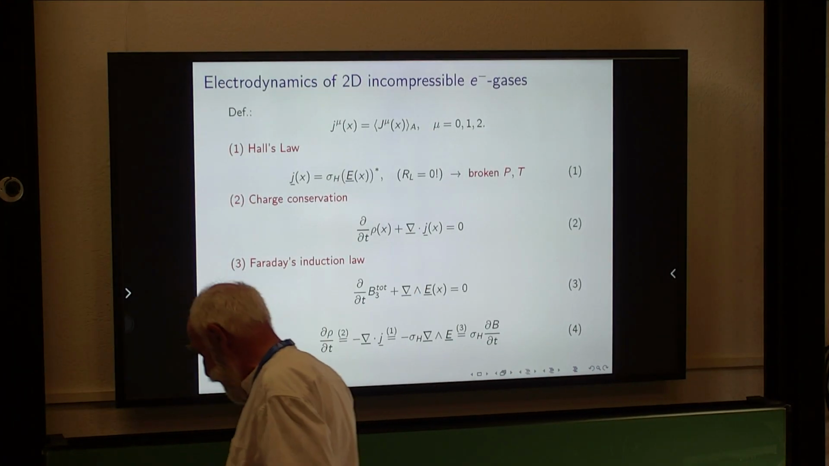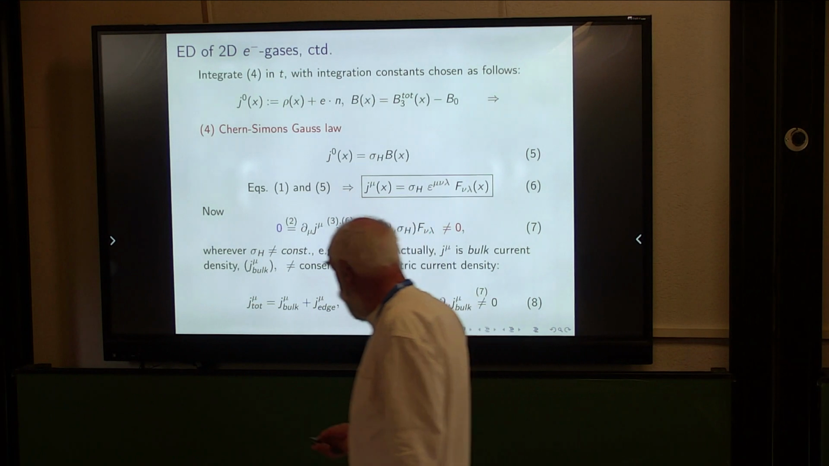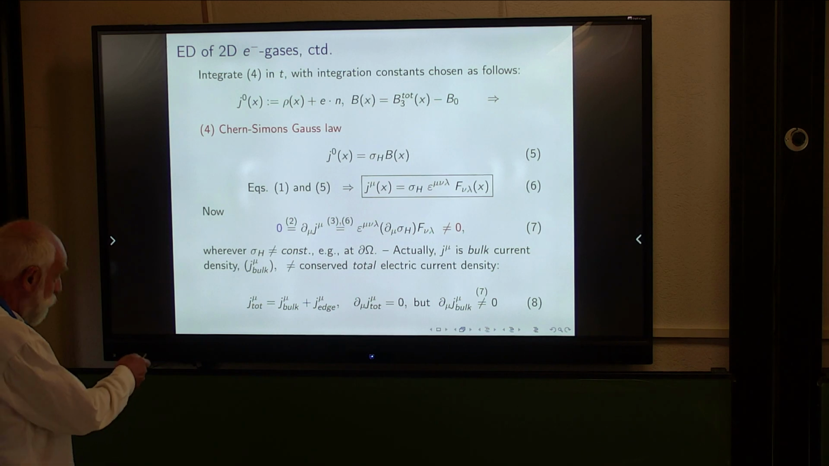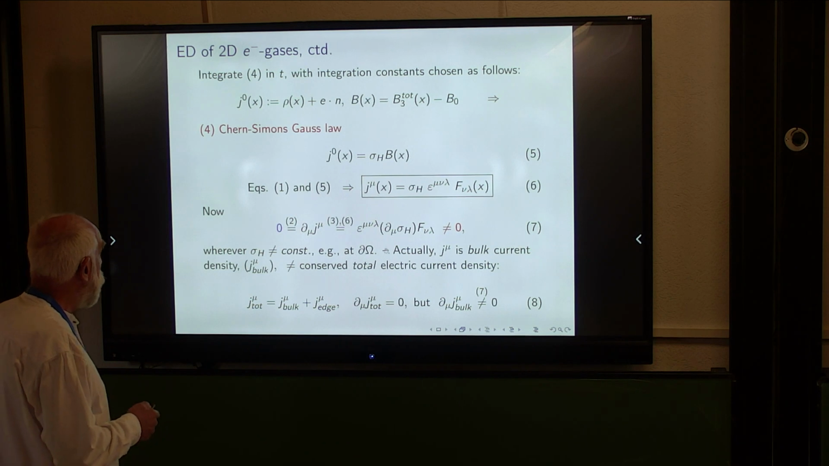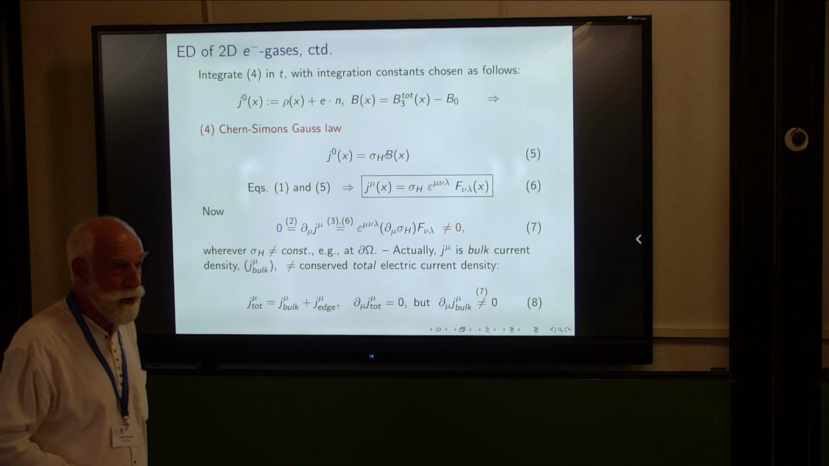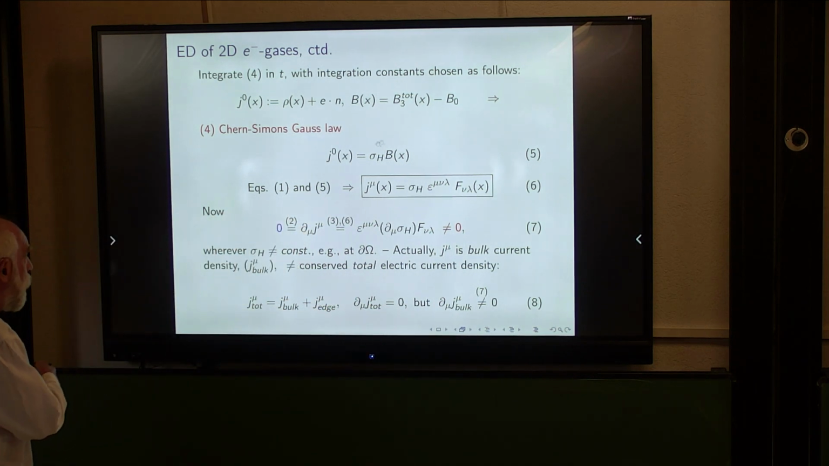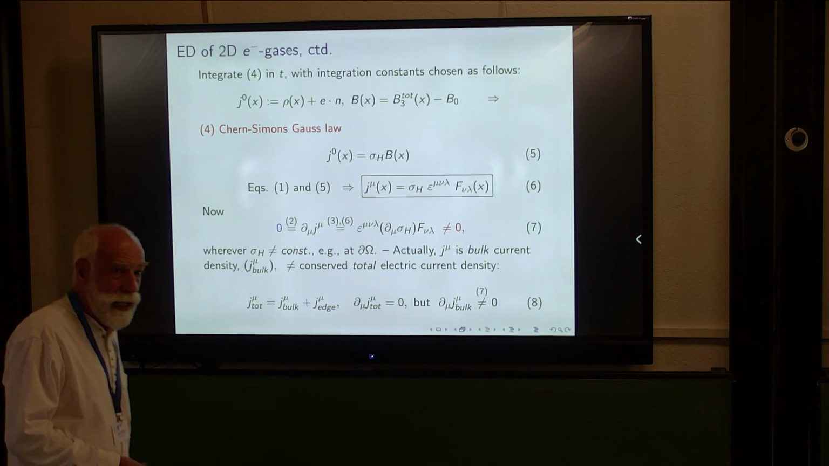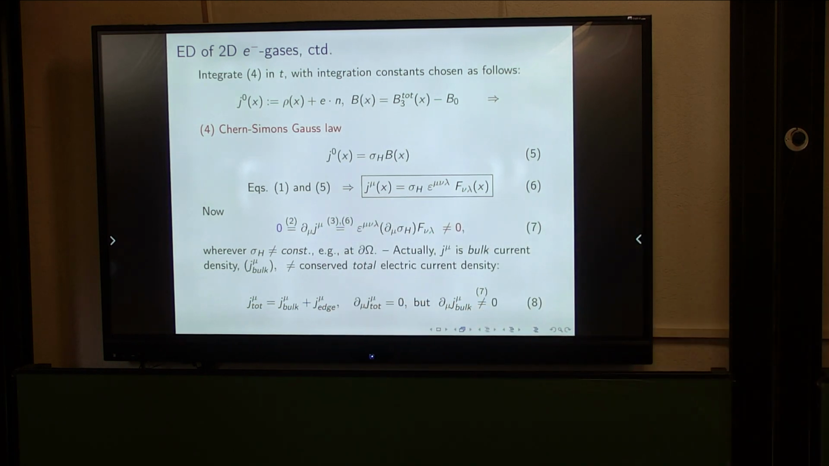Now we will integrate law number 4. When you integrate such a law, you have to pick integration constants. If you choose the right integration constants, you find that the perturbation in the charge density is sigma h times the perturbation in B. I should have written here delta J naught equals sigma h delta B, because it's an increment that you get by integrating a time-dependent quantity over time, from an initial to a final time.